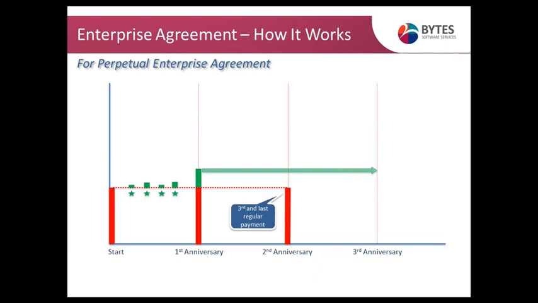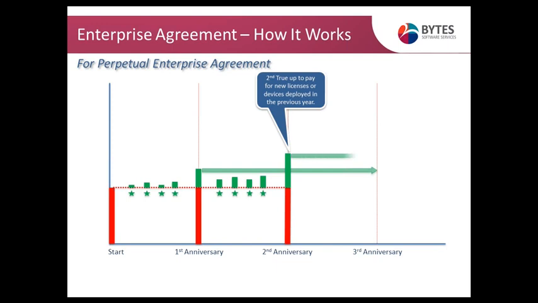Okay, after your first true-up, you then go through the year and you make your third and last regular payment. At that point, the licenses are yours and owned by you, the ones that you included in the agreement at the beginning. But also, what you may have done throughout the term of that year is you may have added in more products or increased the number of devices. So, at the second anniversary, you'll need to do a second true-up to pay for those new licenses or devices deployed in that previous year. And you'll pay for the full license cost here, plus that remaining 1 year's worth of software assurance.